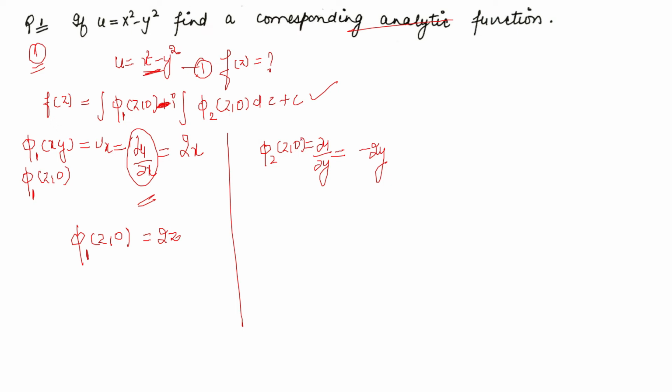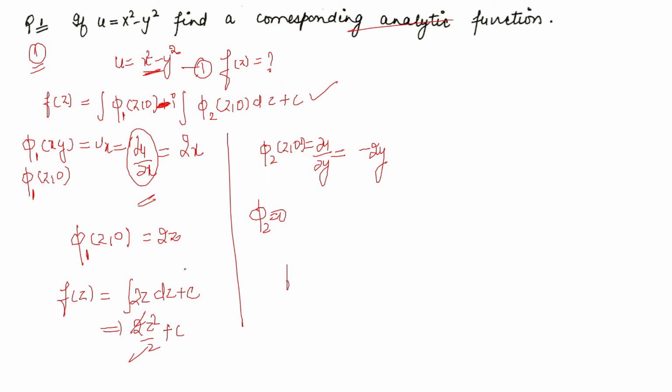Now y is 0, so putting 0 here, we get phi 2 value as 0. Now put it in the formula. f(z) is equal to the integration of 2z dz plus a constant c. So it will become 2z squared by 2 plus a constant c. It will become z squared plus c, which is the answer.